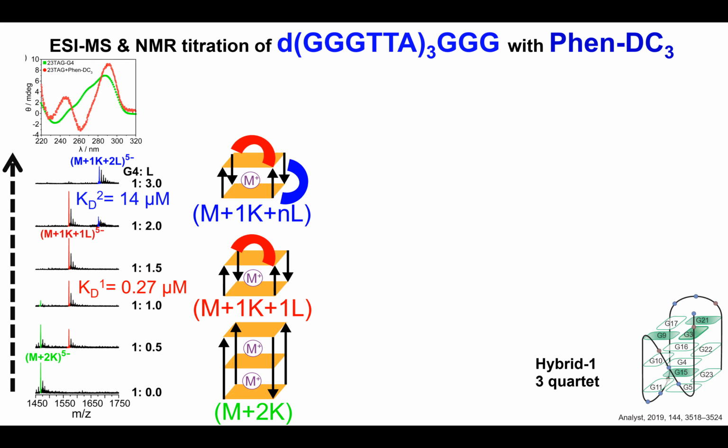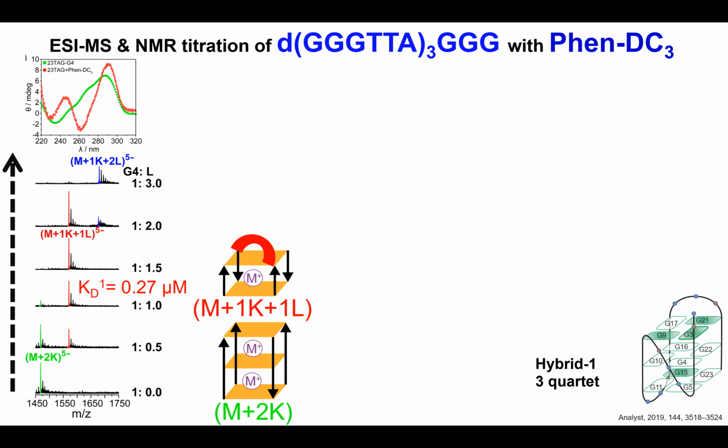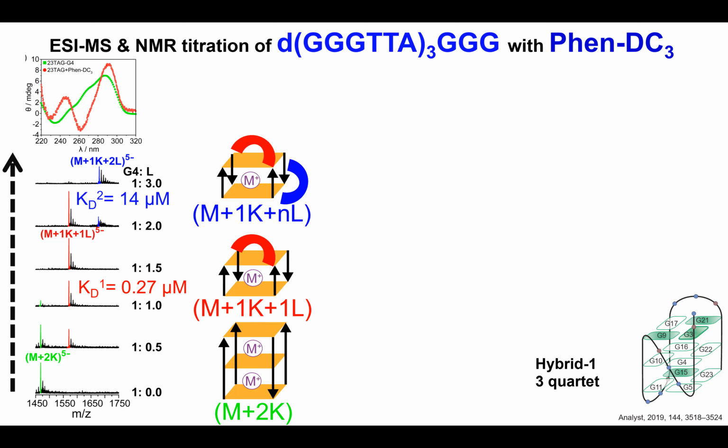And also in the CD, we observe a very different change in the conformation, from the initial hybrid structure to the antiparallel structure. And we calculated the binding affinity from these mass spectra, and we can see the binding of the first ligand to the quadruplex is very strong, in the nanomolar range, but the second binding affinity is relatively weak, in the micromolar range.